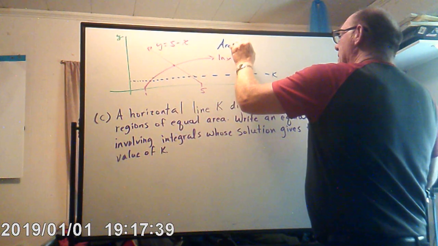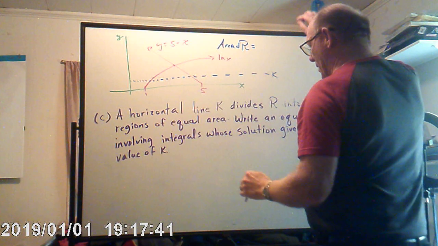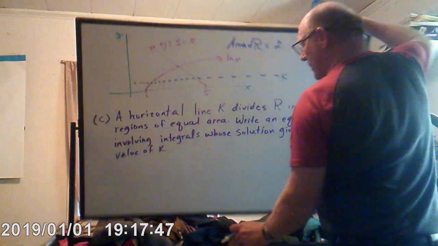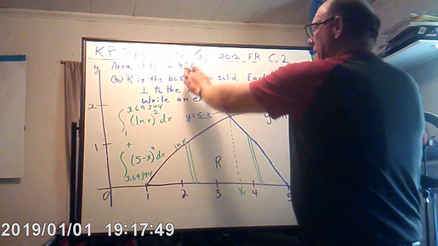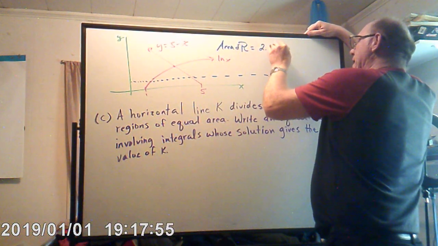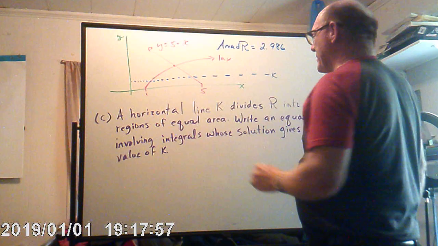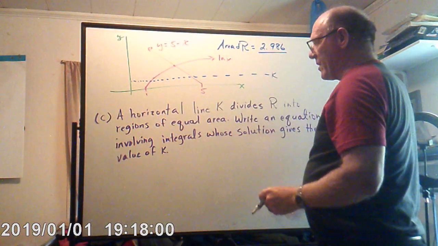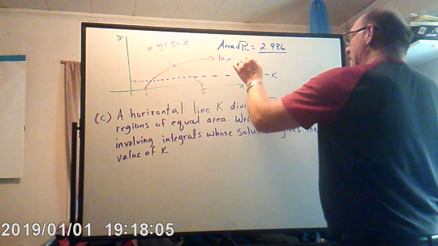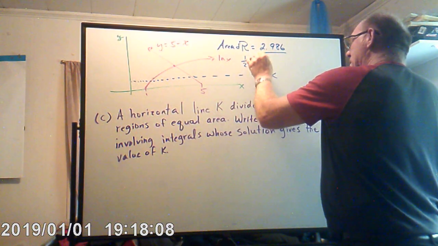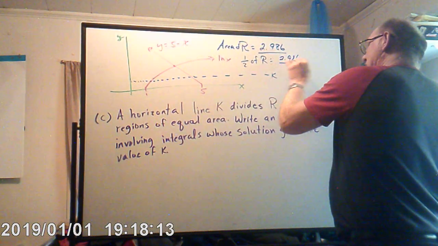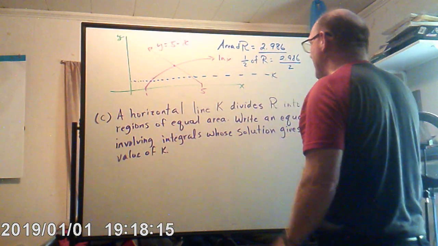Okay. We have just found that the area of R is equal to, and I want to say we got something like 2 point something, so let me look it up again. 2.986. Okay, so this is the area. So what we're saying is that this divides this in half. So 1/2 of R is equal to 2.986 divided by 2. And if you just want to leave it like that, you certainly may.